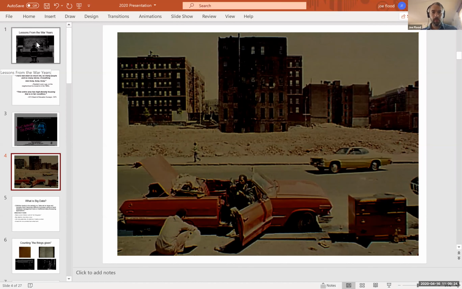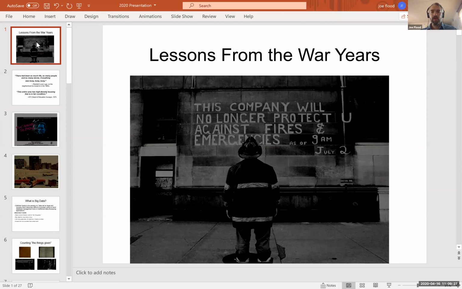There are a lot of variables, but this picture tells the story of a lot of it. "This company will no longer protect you against fires and emergencies." This was one of dozens of fire companies that were shuttered in New York City throughout this period, in the midst of a very serious fire problem that really became a firestorm. And as those of you in fire services know, there is a huge difference between a fire that is gotten to in six minutes and one that's gotten to in 12 minutes. It might be the difference between a room catching on fire and a whole apartment burning out, or between an apartment that burns and an entire floor of a building that burns.